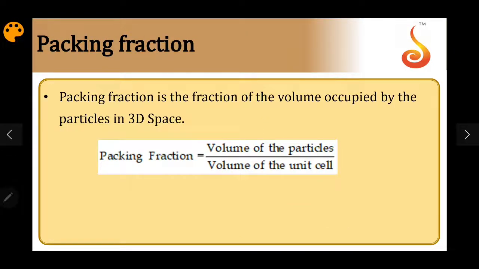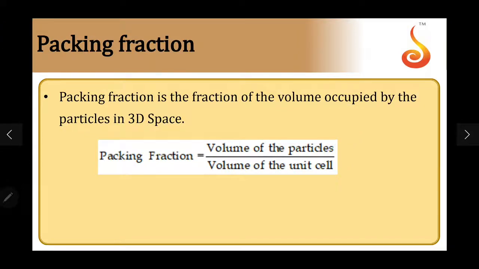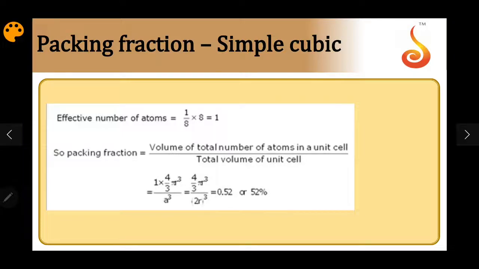Packing fraction. Packing fraction is the fraction of the volume occupied by the particles in 3D space. It is given by the volume of all the particles in the unit cell divided by the total volume of the unit cell. So if I calculate for simple cubic, body centered cubic and face centered cubic, we'll get like this. In simple cubic, number of particles is 8 into 1/8 is 1. So volume of the particle is 4/3 pi r cube, and total volume of the unit cell is a cube. a cube is nothing but 2r whole cube. If you simplify, I'll get 52% or 0.52 as the fraction. Packing fraction is 0.52, percentage occupancy is 52%. So 48% is void space.